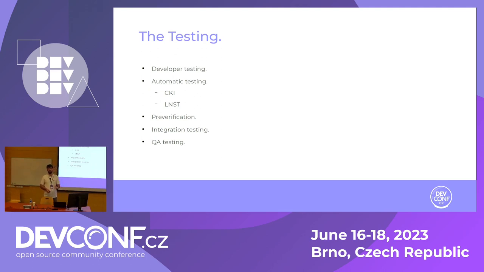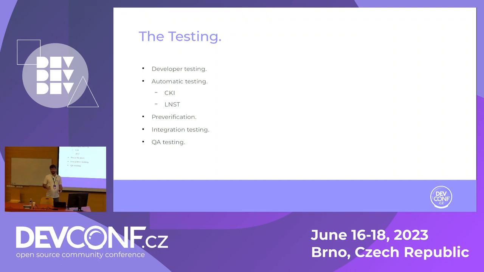So this is continuous kernel integration testing, a large test suite with a lot of infrastructure around it. So this is run. We have LNST, Linux Network Stack testing, which is specifically for testing networking, both functional and performance, and we're adding more over time. So this is run automatically.